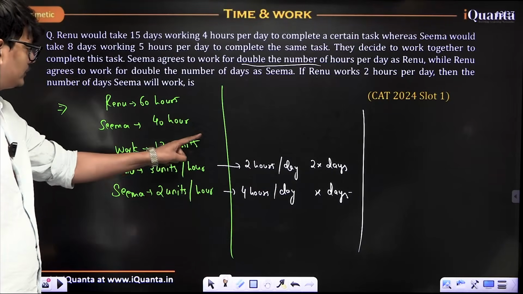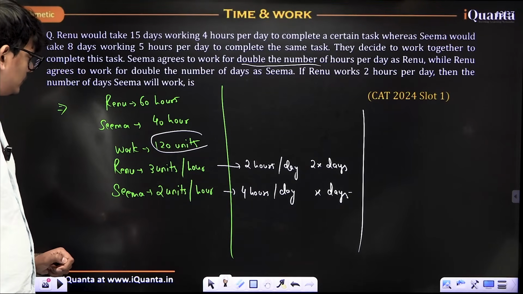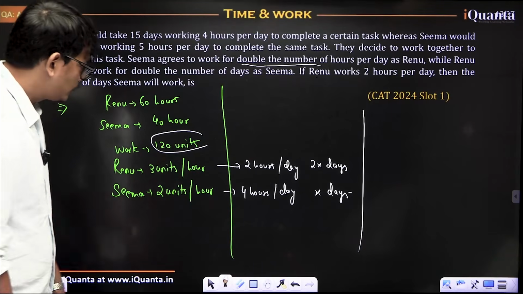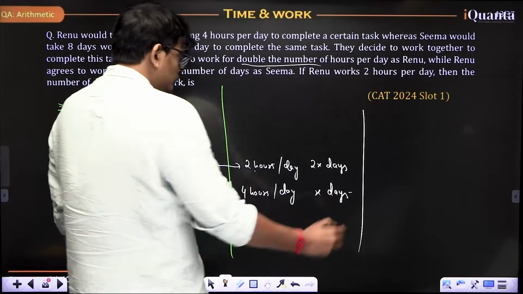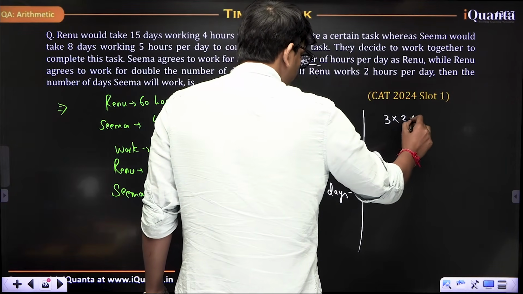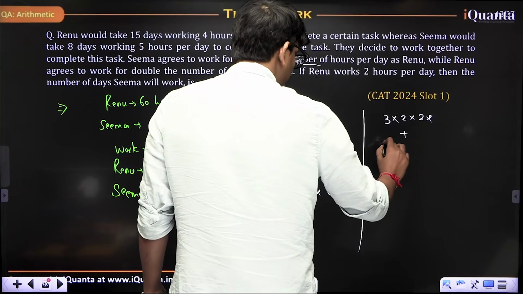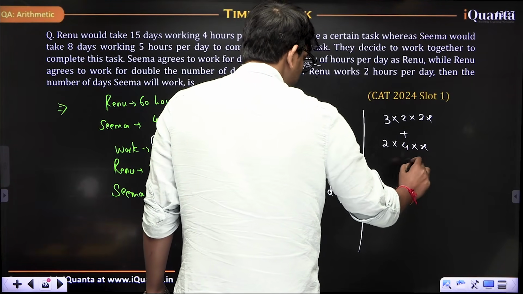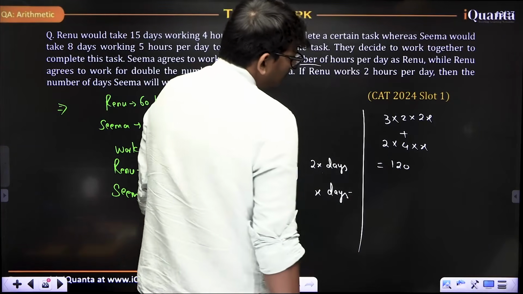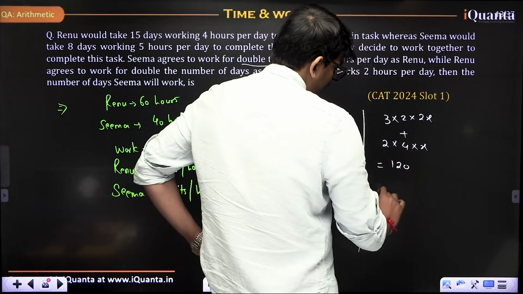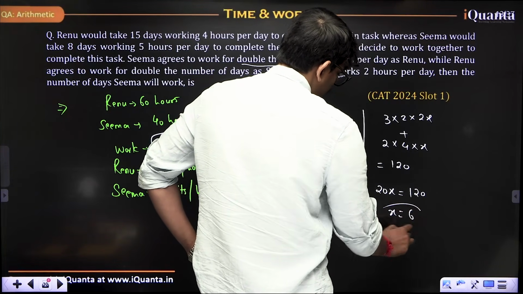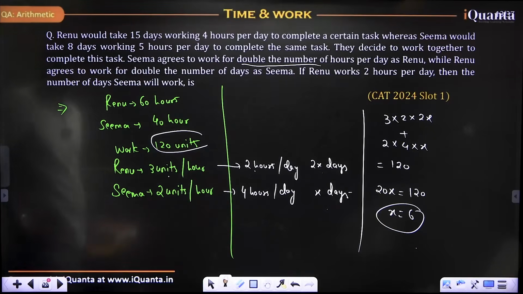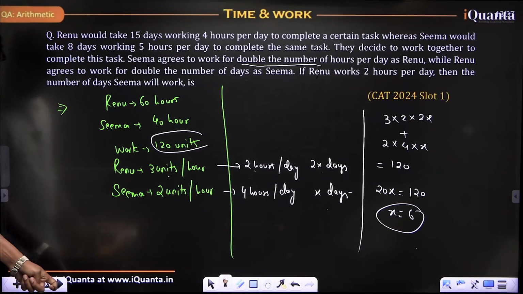We know the total work is 120 units. We know the efficiency of these people also. So 3 units per hour, they are doing 2 hours per day for 2X days. So 3 into 2 into 2X plus 2 into 4 into X is equal to 120. 12X plus 8X, 20X is equal to 120. X is equal to 6. That's it. Answer is 6. We need to find out the number of days Seema will work, right? Right. So X is 6.